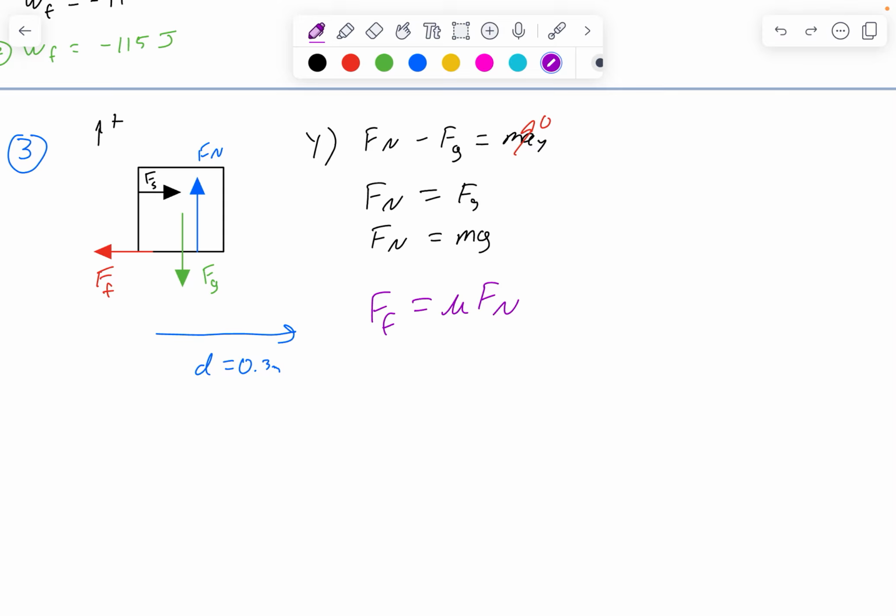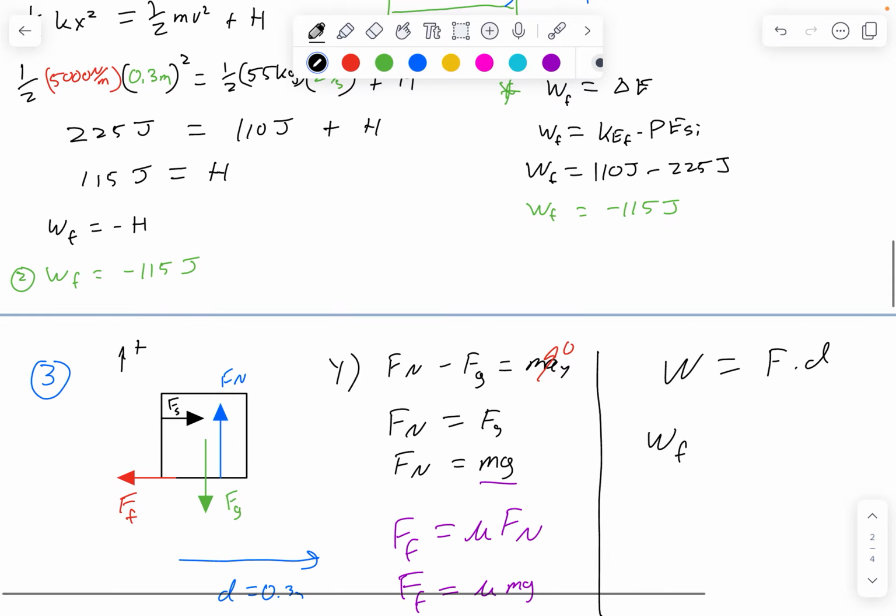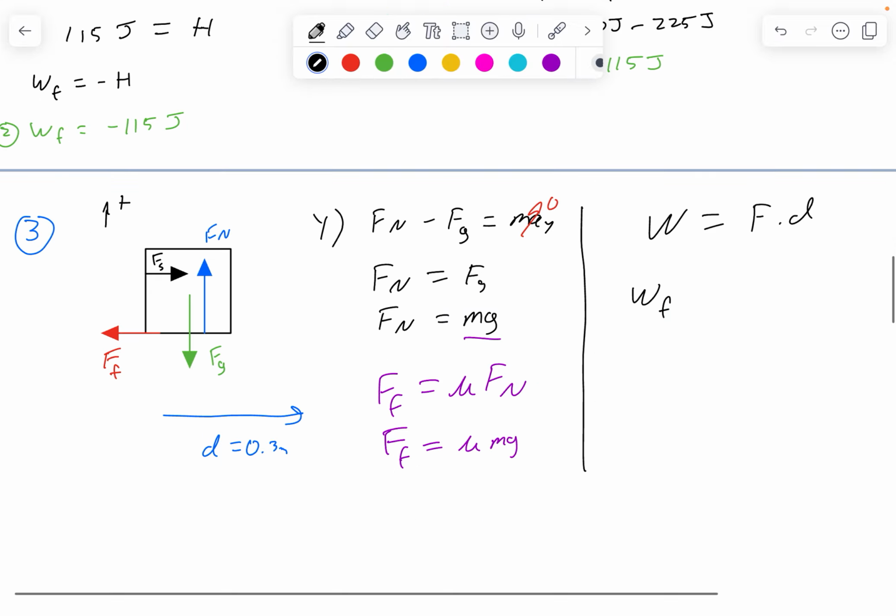All right, so there's the forces bit. Now, to get to the coefficient, I should write this out first: F of f is equal to mu mg, just sub that in. Now that I've got that relationship established for the friction, I'm going to look at this from the perspective of work. Work is just equal to force times displacement. Let's look at the work that's done by friction. I know what the number is, it's negative 115 joules. I'm going to deal with that in just a second.